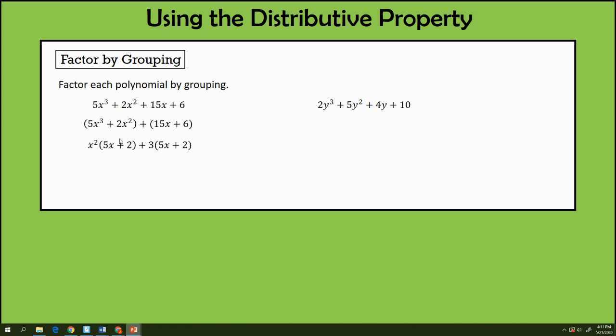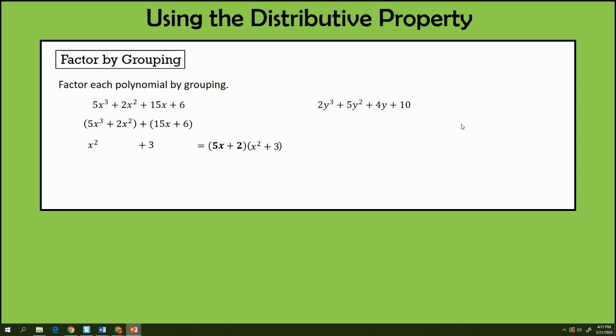This time, the whole objective of factor by grouping was to get these two binomials to be the same. So I'm going to factor those two binomials out. And then what remains after I factor them out goes in the second parenthesis. Again, if you FOIL this, you will get this back.